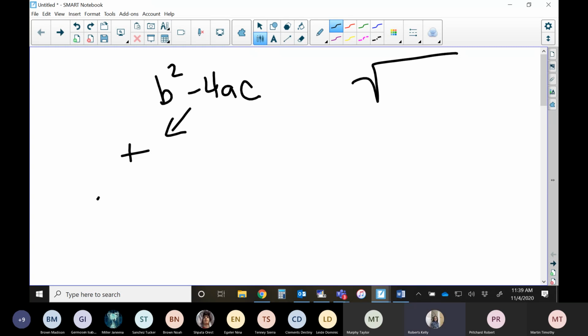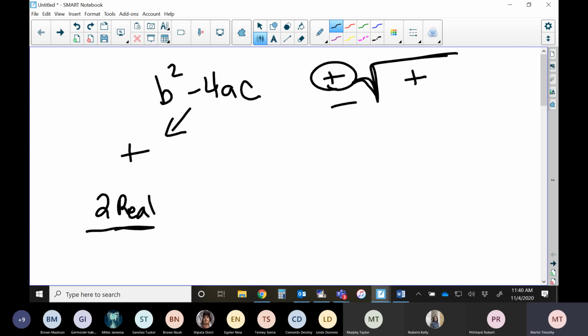Two real. And why is that? Because when I add, this is a positive number under here. That's still a real number. One time I'm going to add and get one answer. One time I'm going to subtract and get a second answer. That's why there's going to be 2 reals.